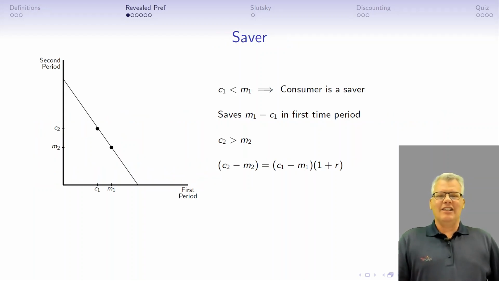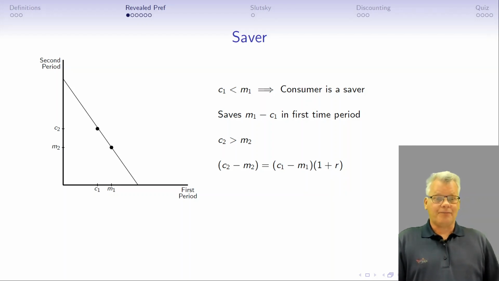I'd first like to consider the case of a saver. So a saver is someone who in time period 1 consumes less than the amount that they've earned in time period 1. So you can see that illustrated in the graphic on the left-hand side. On the horizontal axis, you see M1, and then to the left of it is C1. So this consumer is spending less in time period 1 than the amount of income that they've earned. And that's what makes them a saver. And the amount of their savings, of course, would then be M1 minus C1.